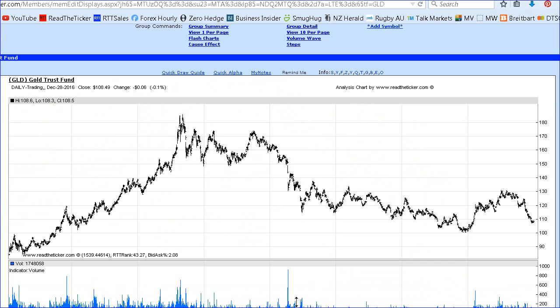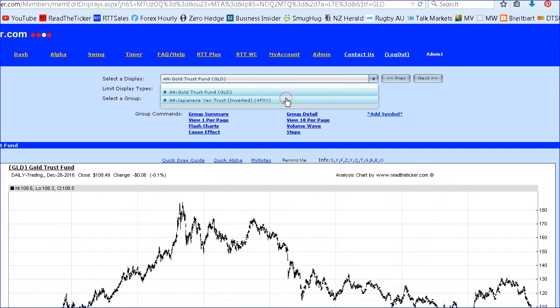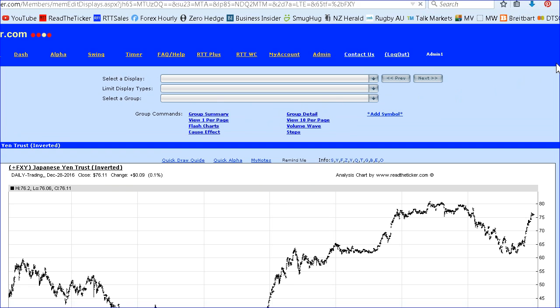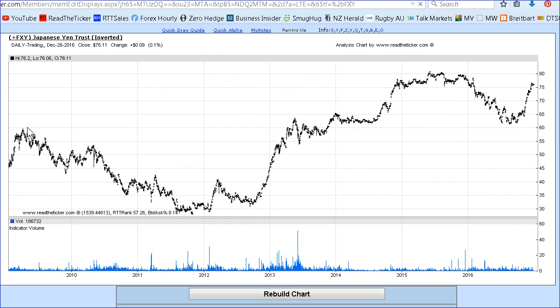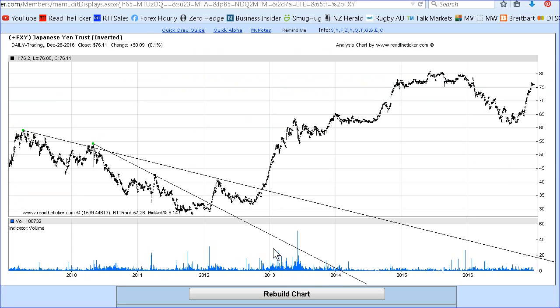Let's have a look at some examples. We'll go to the Japanese yen inverted. This is the FXY inverted, a very famous rally. Okay, here we go. Supply lines. Some volume, you can see the volume here. We've got a sign of strength here, and a bit of a basing here, but it's not much of a base, it's not very long.